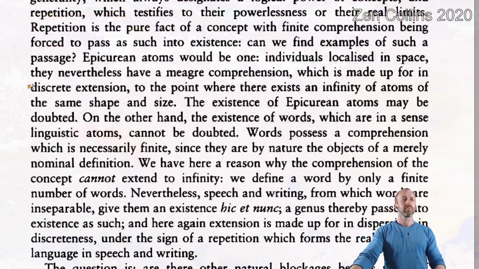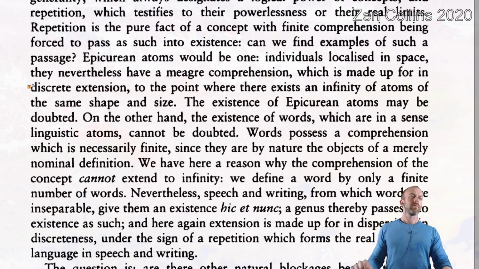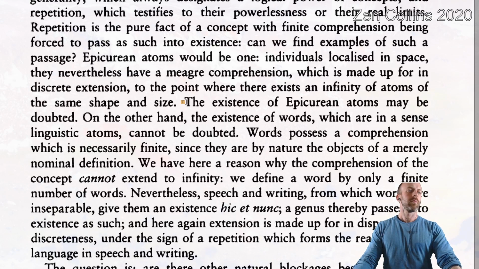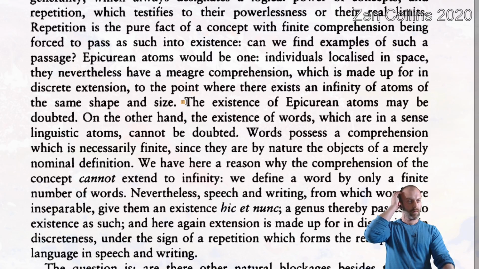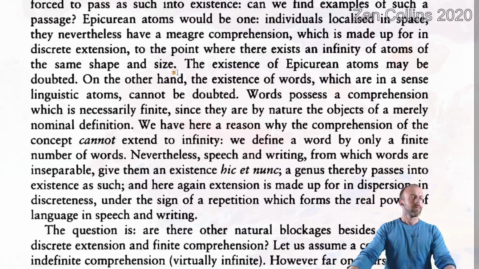On the other hand, the existence of words, which are in a sense linguistic atoms, cannot be doubted. Words possess a comprehension which is necessarily finite, since they are by nature the objects of a merely nominal definition. We have here a reason why the comprehension of the concept cannot extend to infinity. We define a word by only a finite number of words. Nevertheless, speech and writing, from which words are inseparable, give them an existence hic et nunc. A genus thereby passes into existence as such, and here again extension is made up for in dispersion, in discreteness, under the sign of a repetition which forms the real power of language in speech and writing.